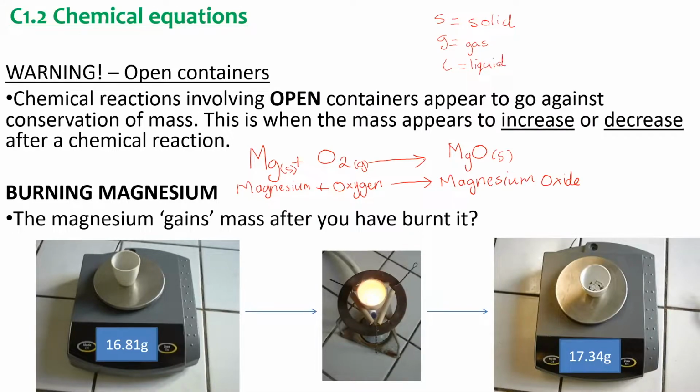Most things, apart from water, are a solid or a gas. So liquid would be water, and some rarer things like mercury. AQ is actually a common one as well. That means aqueous. So that would be something dissolved in water. Okay, that means it's dissolved in water.